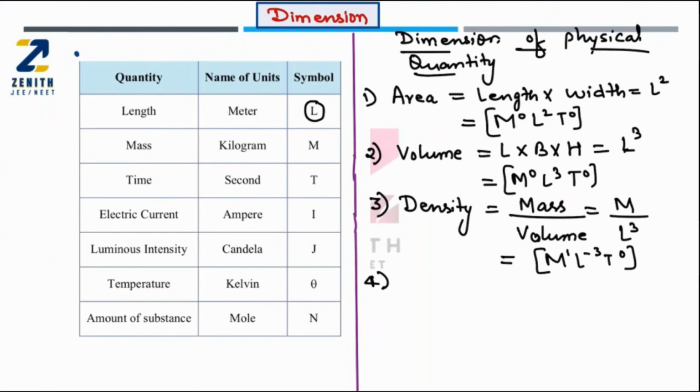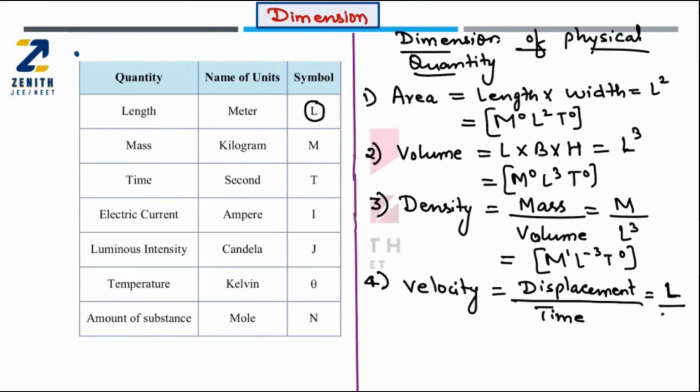Similarly for velocity, velocity का formula क्या है? Displacement per unit time. Displacement जो है एक unit measure किया जाता है length पे, मीटर पे. Then symbol is L, time will be T. What is this? L T minus 1.